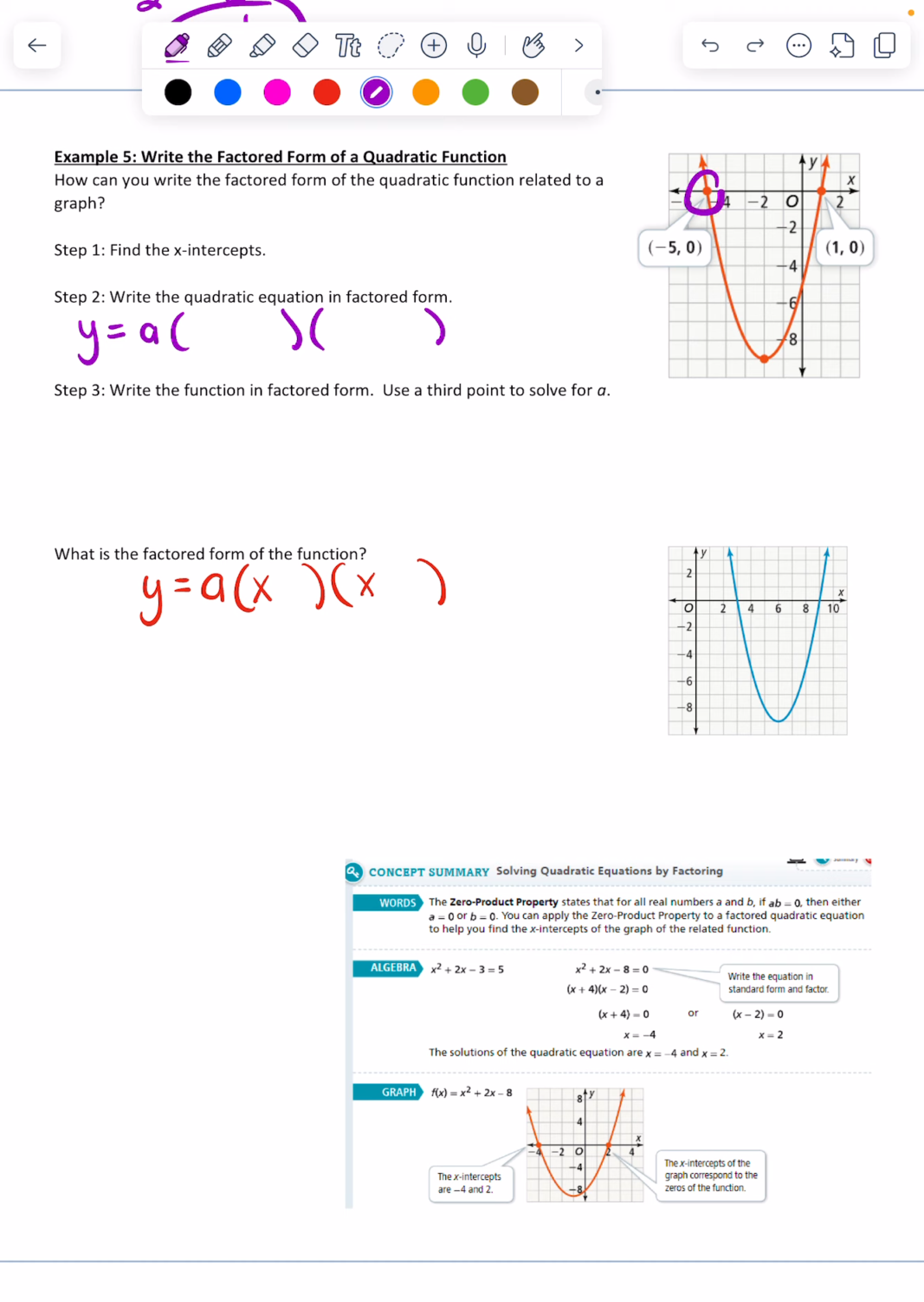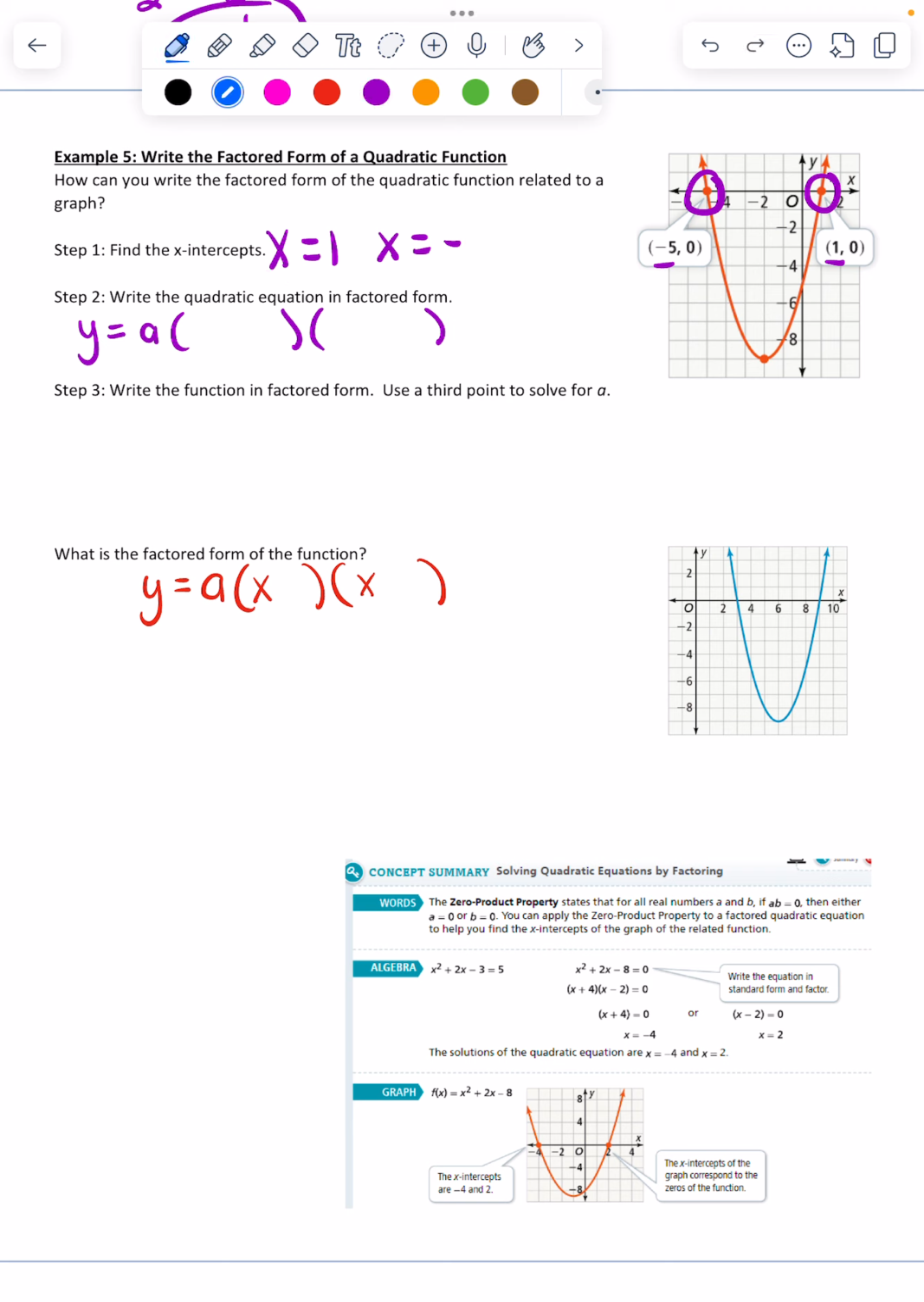Looking at our graph, we can see exactly what those are. X equals 1, x equals -5. Since we know what our x-intercepts are, we essentially know what the solutions are, we're actually going to use that and work backwards now. And we want to plug these back into factored form.